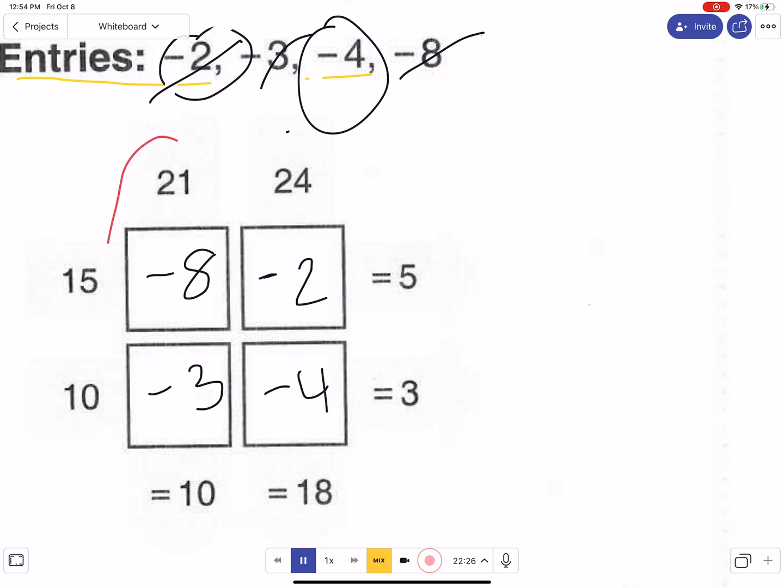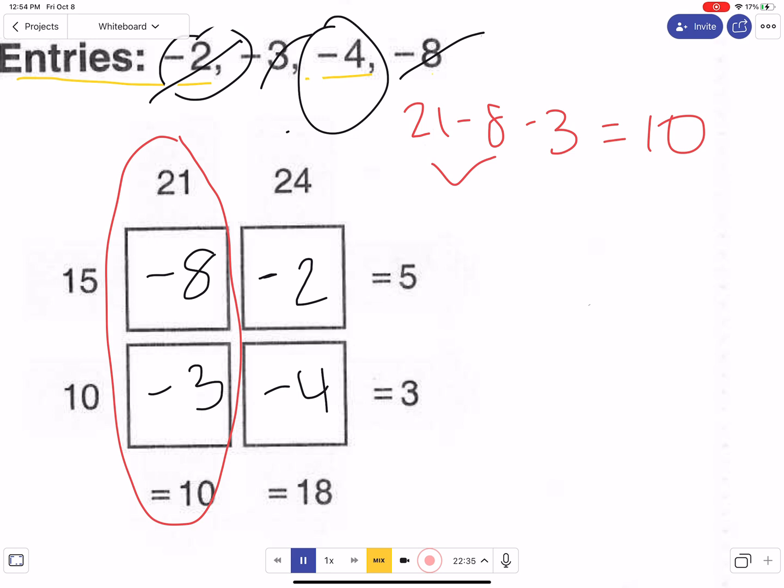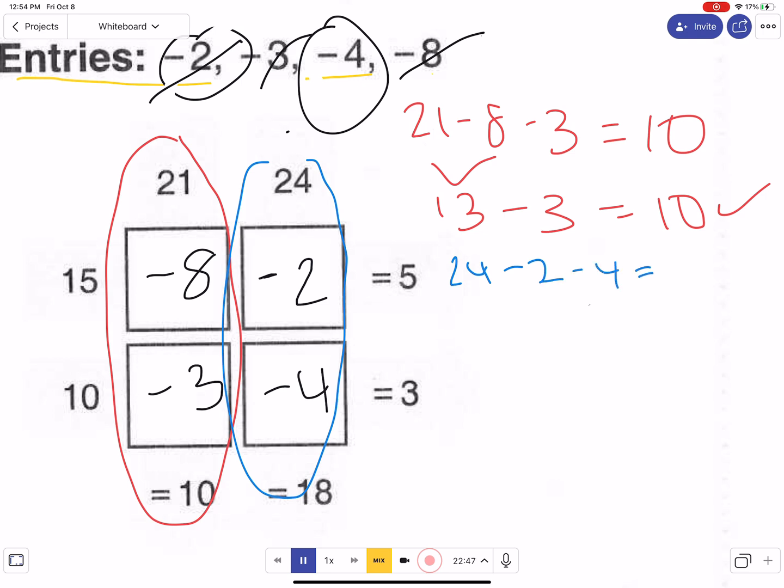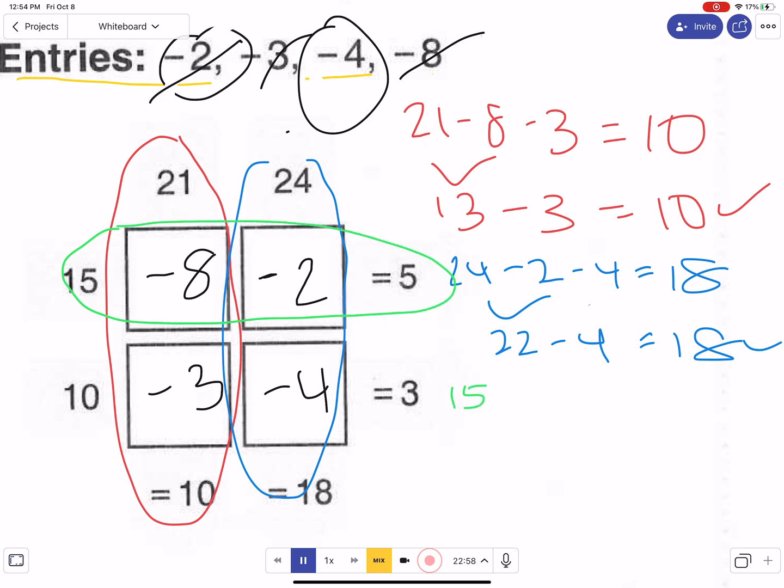Now let's check. First column, we're going to write it down, check. 21 minus 8, 13, minus 3, 10. That's right. Next column, 24 minus 2 minus 4 equals 18. Check. 22 minus 4 is what? 18. Check. Top row, 15 minus 8 minus 2 equals 5. Check. 7 minus 2 equals 5. Is that right? Yes, it is right.